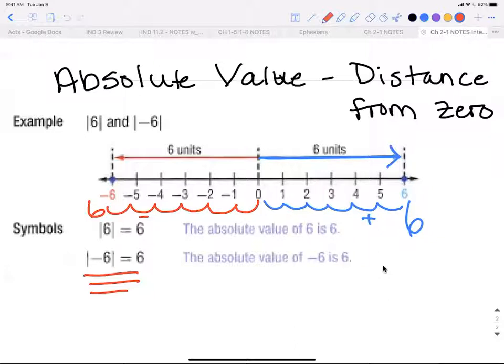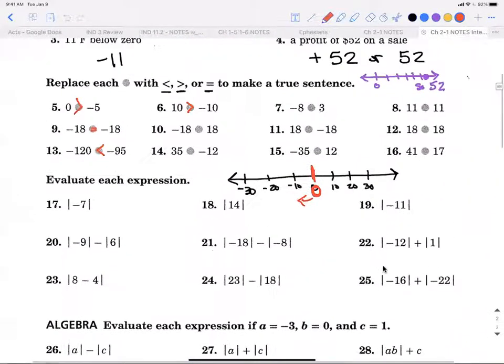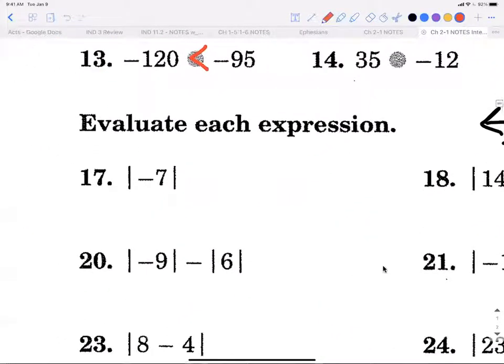So the absolute value of 6 and the absolute value of negative 6, or in your notes, if you did 3 and negative 3, okay, the absolute value is always the number inside the absolute value sign without any positive or negative. It's just simply the number of steps, okay? Make sense? So we'll only do a couple of these because I think that this is pretty straightforward. And then we'll get into some of the evaluate.